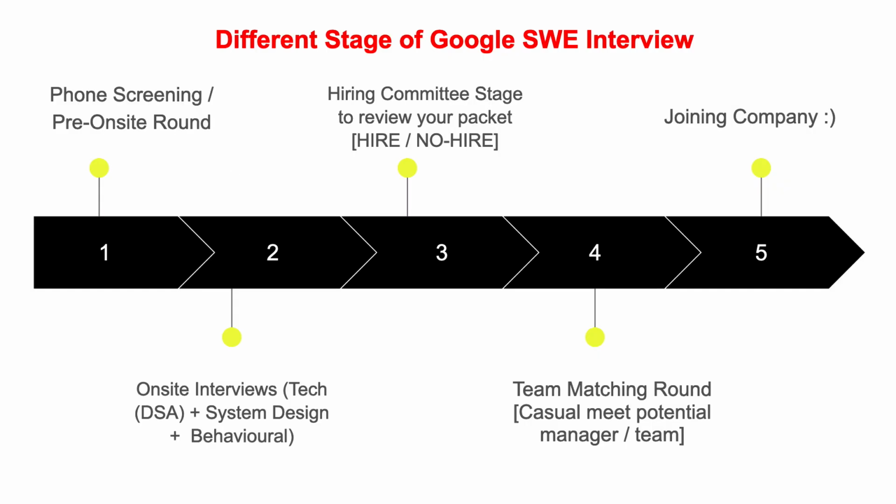Okay, so moving ahead. These are the different stages of the Google Software Engineer interview. I've divided them into a timeline. First is the phone screening or the pre-on-site round. I've excluded the steps where you sync up with your technical recruiter and discuss. So the first round will always be a phone screening, or pre-virtual on-site round.